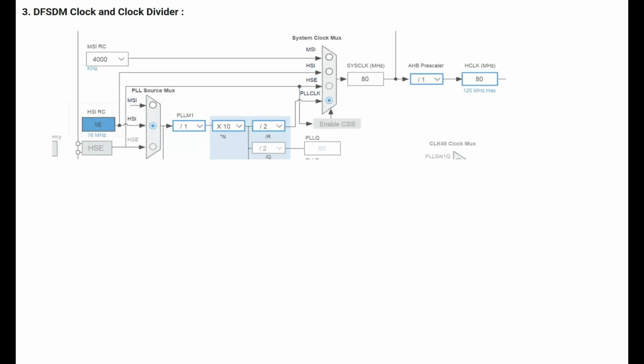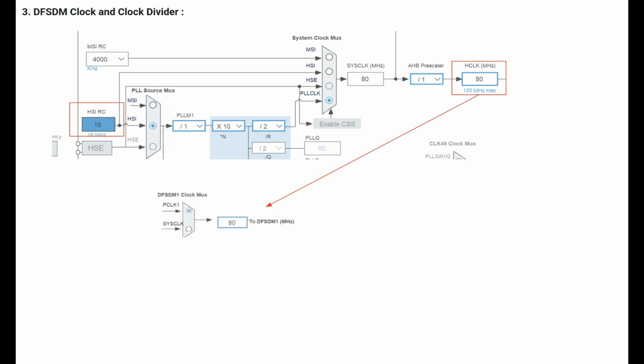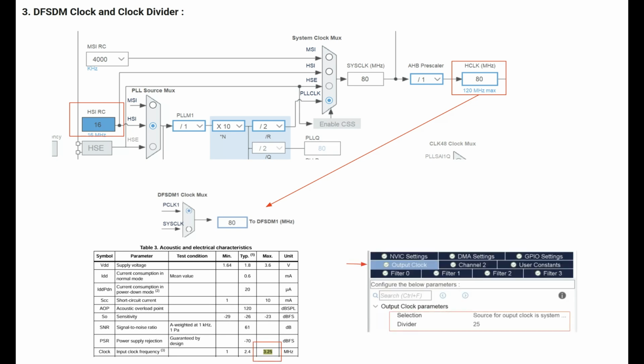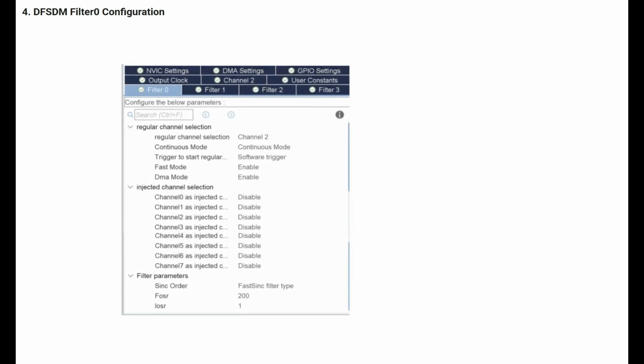The third parameter is the DFSDM clock and clock divider. In this project, I'm using the 16 MHz MCU internal clock and passing it through the PLL to get 80 MHz. The same frequency is injected into the DFSDM module. Now we need to come up with the right divider number. Before we select the divider, we need to make sure of the maximum frequency of our MEMS microphone. In this example, since my microphone supports a maximum of 3.25 MHz, we are setting 25 as the divider. The fourth parameter is the DFSDM filter 0 configuration.